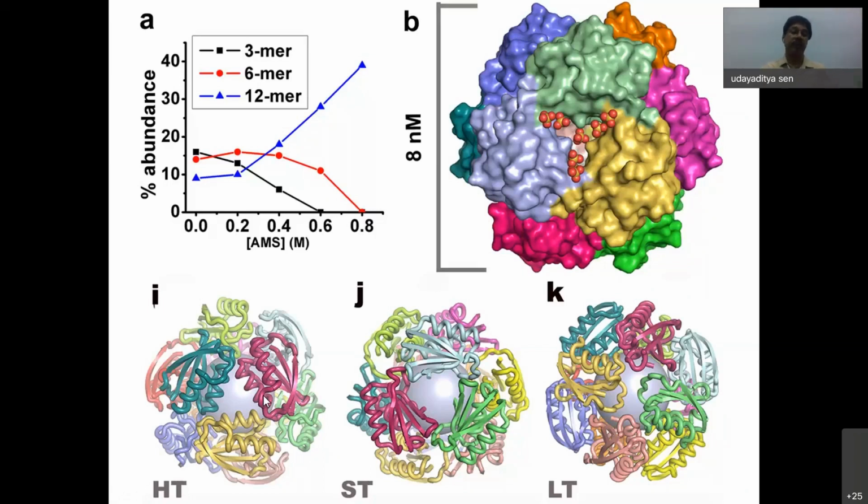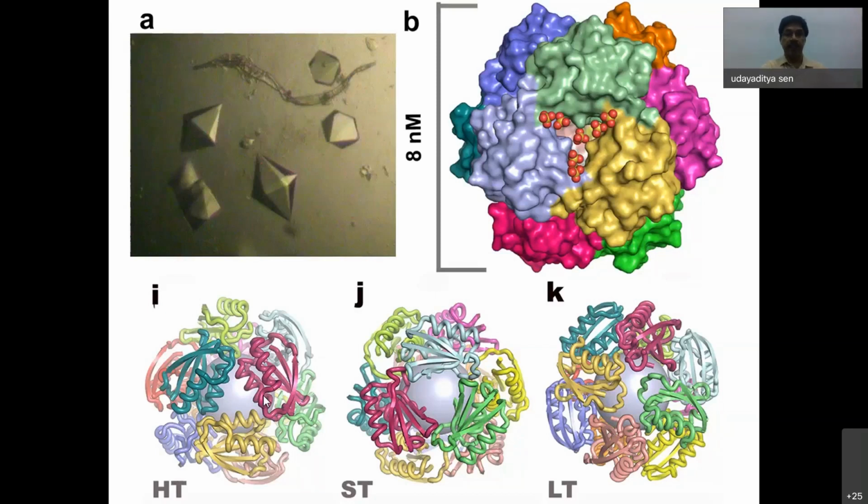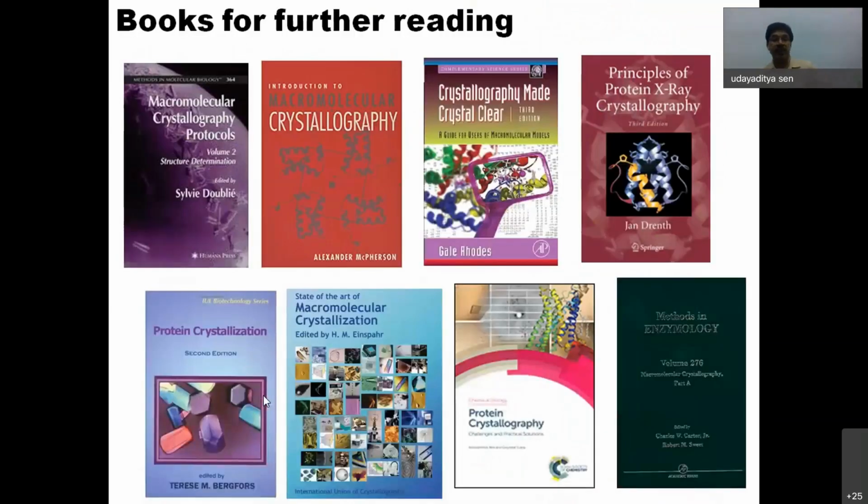So this is an example of what I was telling you, that the solution is pure, but the solution is not homogeneous. Here the solution was pure. On SDS-PAGE it was a single band, but the solution was heterogeneous, and you try to remove the heterogeneity, and either trimer or hexamer or dodecamer, whichever form you want to use, you can crystallize that. So this is an example of variation of this thing. So this is the crystal we got. It's a nice looking picture. Okay, so these are the books you can consult for your future study.